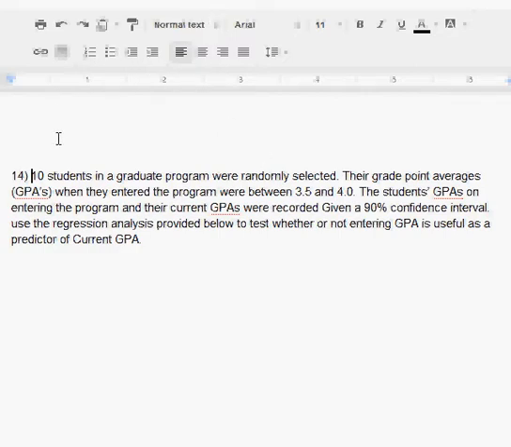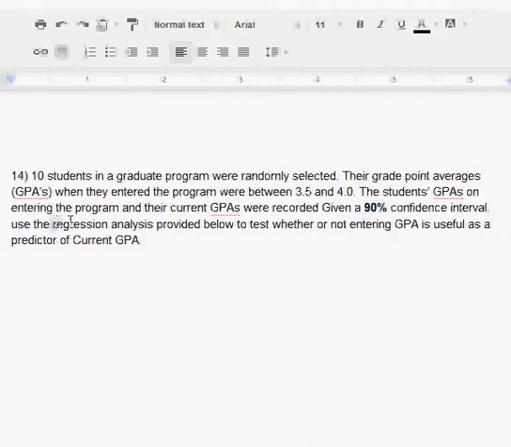So, 10 students in the graduate program were randomly selected. The grade point averages, GPAs, when entering the program were between 3.5 and 4.0. The students' GPAs when entering the program and their current GPAs were recorded. Given a 90% confidence interval, I'm just going to bold that. Maybe highlight. Given a 90% interval, use regression analysis to test whether entering GPA is a useful predictor of current GPA.